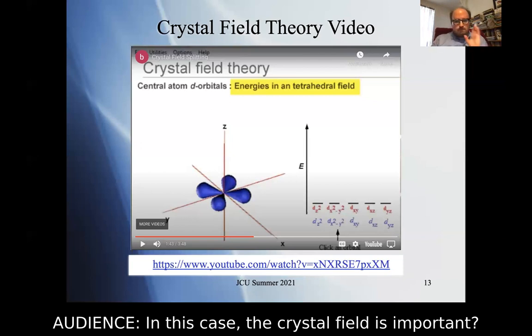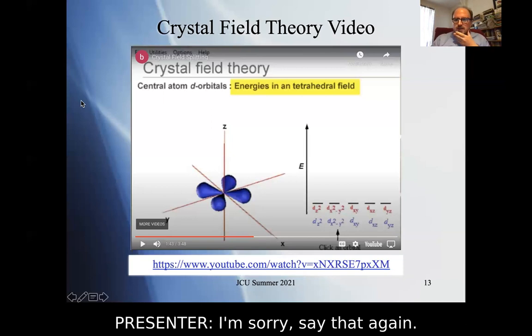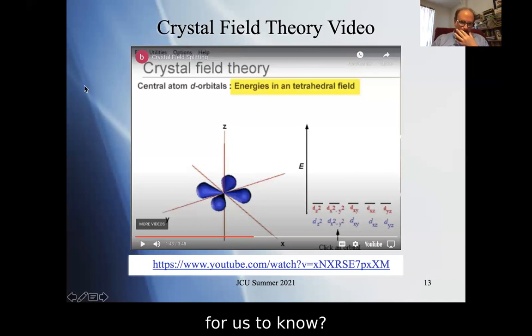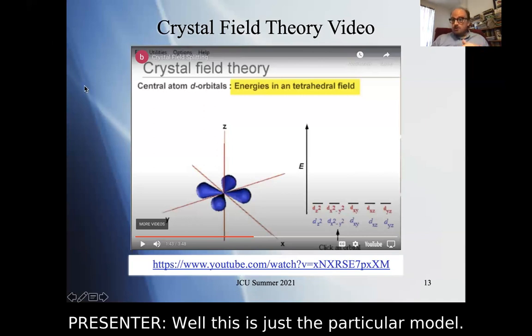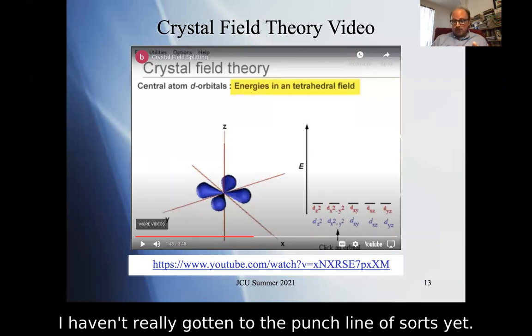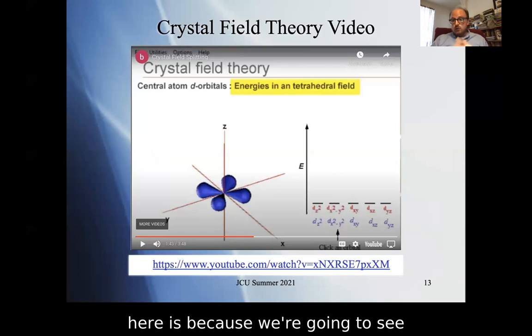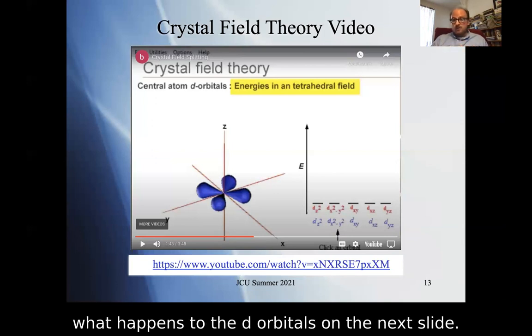Professor, in this case, the crystal field is important. Oh, I'm sorry, say that again. Why in this case is the crystal field important for us to know? Well, this is just the particular model. So I haven't really gotten to the punchline of sorts yet. The importance of a model to explain the bonding here is because we're going to see what happens to the d orbitals on the next slide, right?